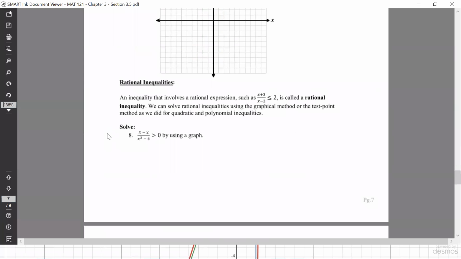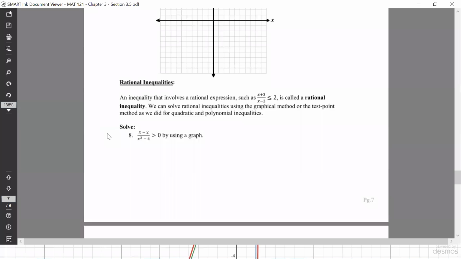Let's talk about rational inequalities. So we have at this point talked about quadratic inequalities, how to solve them with graphing and test point method. We did the same thing with polynomial inequalities, how to solve them with graphing and test point method, and now we're getting into rational inequalities.